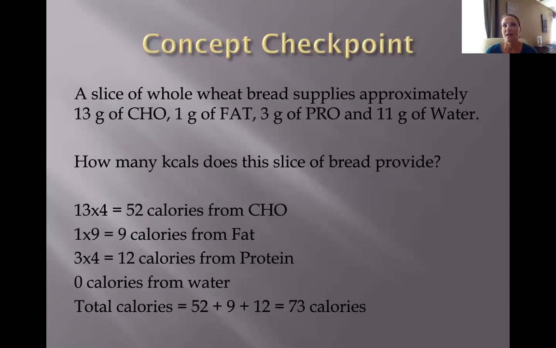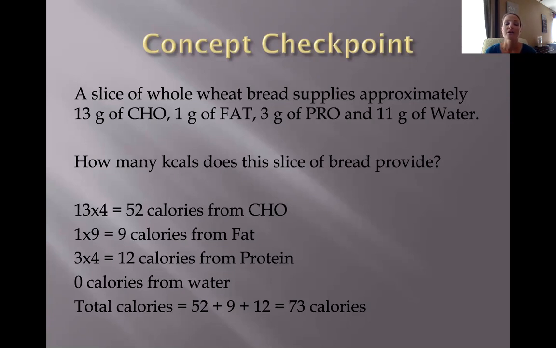So if you looked at a food label and you looked at a piece of whole wheat bread, and you looked to see how many grams of carbs, protein, and fat it had in that product, you could calculate how many calories it has without even looking at the rest of the label for it to tell you. So it has 13 grams of carbs. So 13 times 4, because for every 1 gram of carbohydrate, there's 4 calories, right? So 13 times 4, that gives us 52 calories from carbohydrates. It has 1 gram of fat. There are 9 calories in 1 gram of fat. So 9 calories from fat.